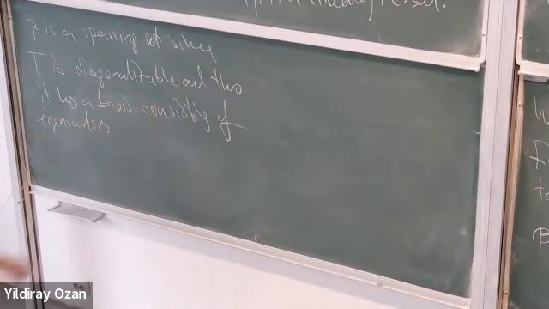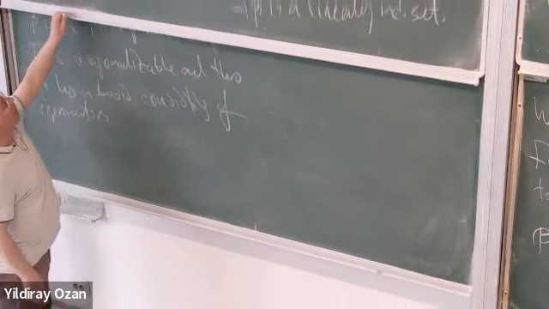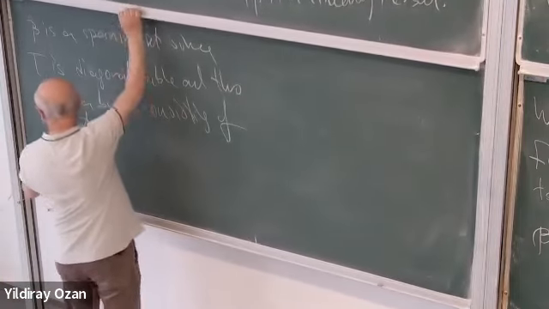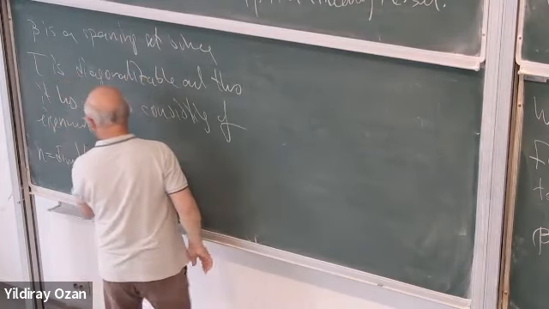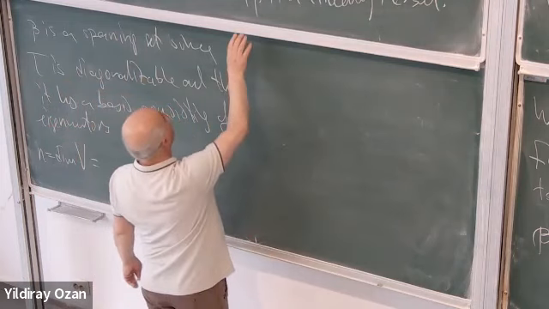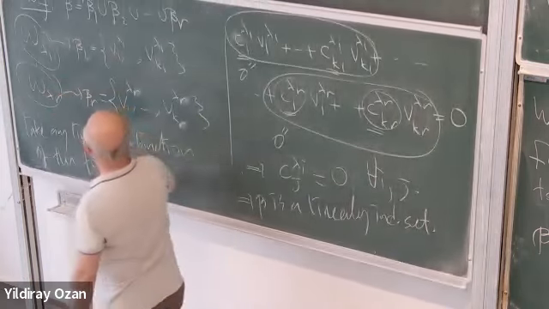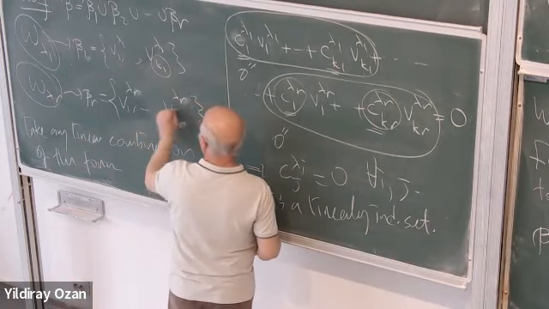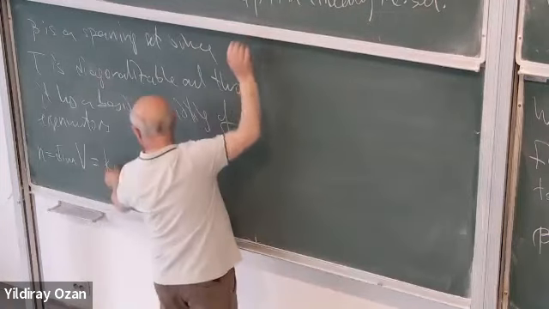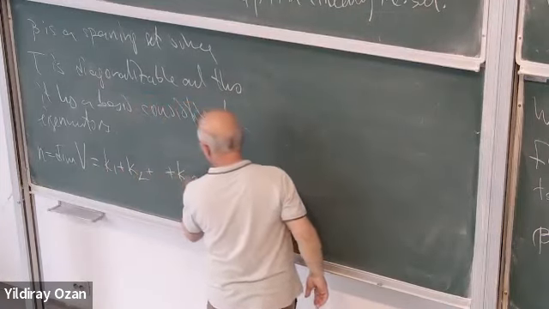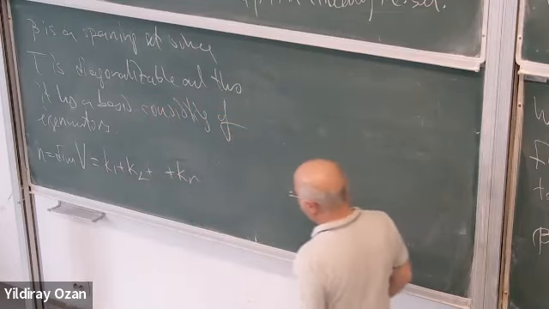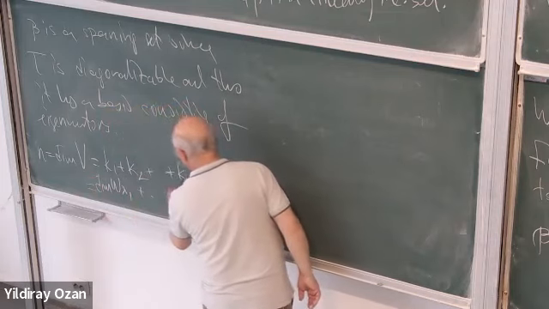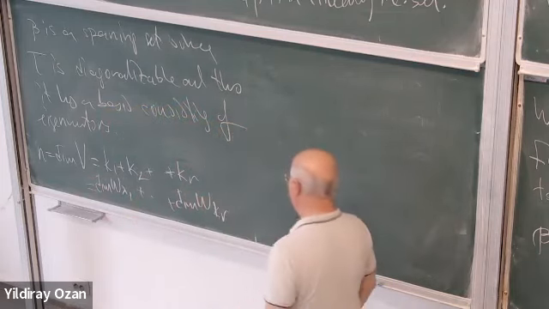But since this is a basis, the union of these sets is a basis for B. And the dimension of B is just the sum of the dimensions, right? So the dimension of this one is just k1 because I have k1 vectors, and then k2, and so this is just k1 plus k2, and so on. The sum of the dimensions of the eigenspaces, dimension of W lambda 1, dimension of W lambda k.